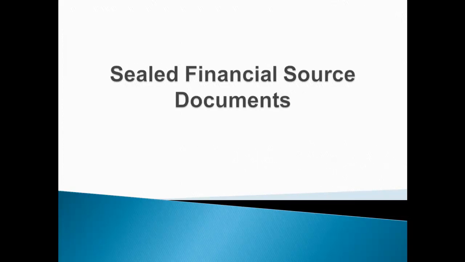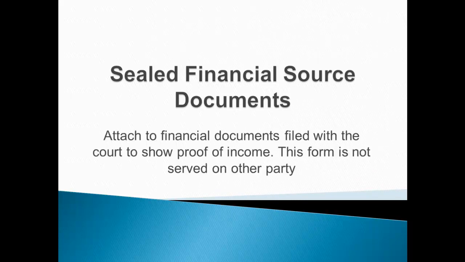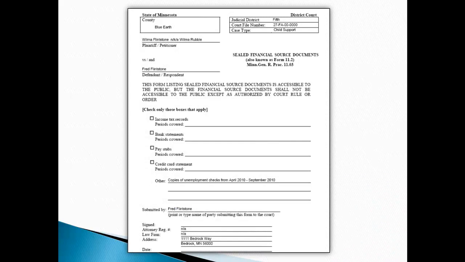The other form you have to complete is the Sealed Financial Source Documents, also referred to as Form 11.2. This form is attached to financial documents filed with the court to show proof of income. This form is not served on the other party. Just like the Confidential Information Form, this is a one-page form. Notice on the bottom left-hand corner of the form, you will see CON 112.